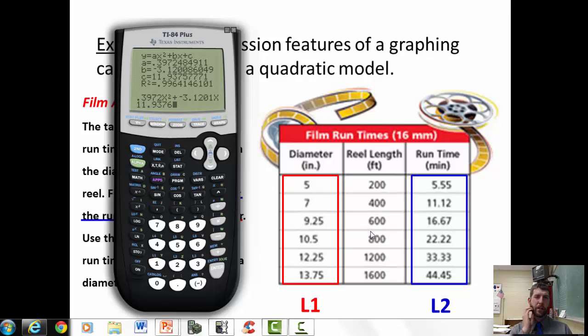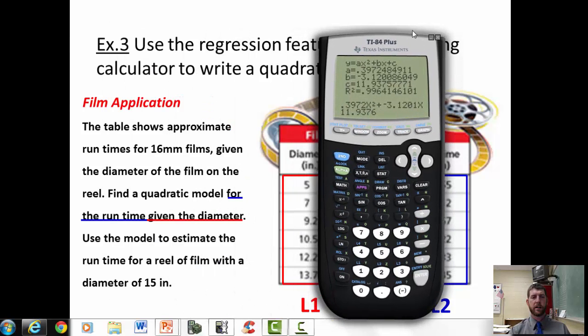A lot of things you could do at this point with it. I could take that equation and type it into y equals and look at its graph. I could put the scatter plot on there. That's always an option. I could look at its table once I've keyed it in. So a lot of things we can do. What did they ask us to do? They said, find a model, which we did, and use the model to estimate the runtime of a reel of film with a diameter of 15 inches.